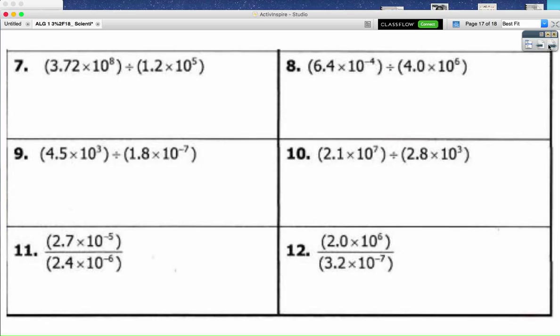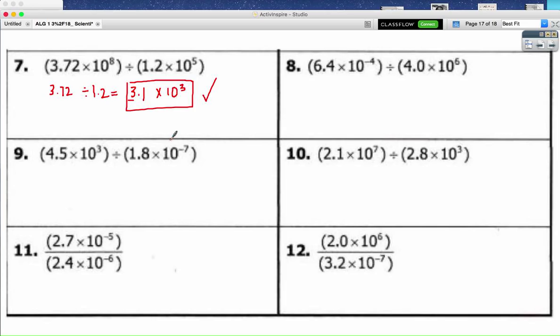So now we're going to take a look at a few division ones. So if I take a look at number 7, I'm really doing 3.72 divided by 1.2, finding out what that is. That happens to be 3.1. And then the division rule states that when I divide the same base, I will subtract the exponents. So that's going to give us times 10 to the 3rd power, because 8 minus 5 is 3. 3.1 only has one digit to the left of the decimal, so we're done.